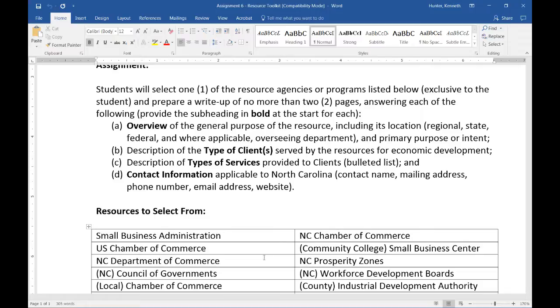Not every agency out there serves everybody. Some of them are focused on a particular sector. Some of them are focused on a particular size of business. Some of them are focused on a particular location of the business or a location of a marketplace. Talk about the types of services that are provided.